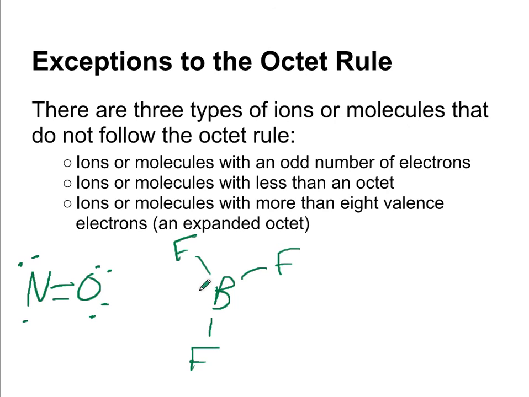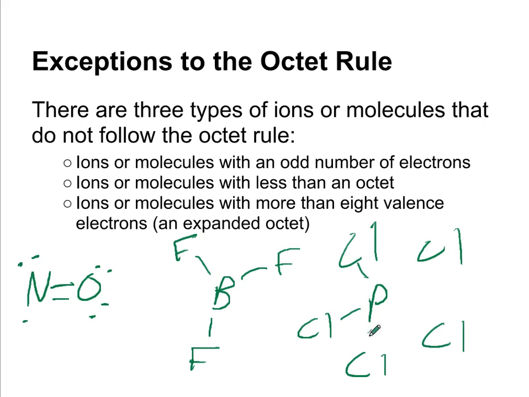And then the last type are ions or molecules that have an expanded octet. They can have more than 8 valence electrons. That's reserved for 4th period elements that have a D sublevel to store those extra electrons in. So we could have phosphorus pentachloride with 10 electrons around that central atom in the form of those 5 single bonds.